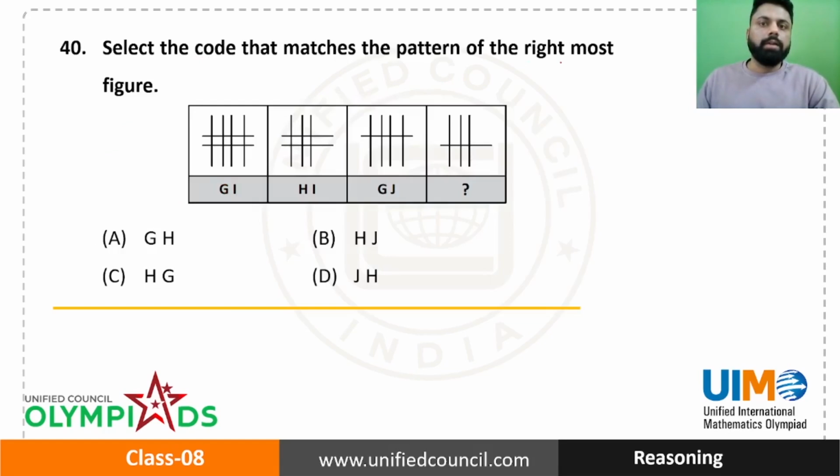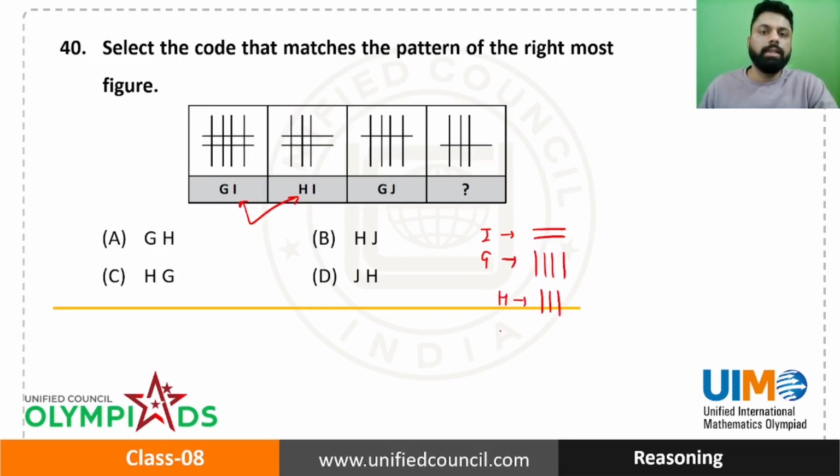Select a code that matches the pattern of the rightmost figure. So see, in these two, I is common. I means two horizontal lines, G means four vertical lines, H means three vertical lines, J means one vertical line. So it has to have J and H. HJ should be the code of it. First of all, we write down the vertical one, and then we write down the horizontal one. So H is representing the vertical lines, and J is representing the one horizontal line.